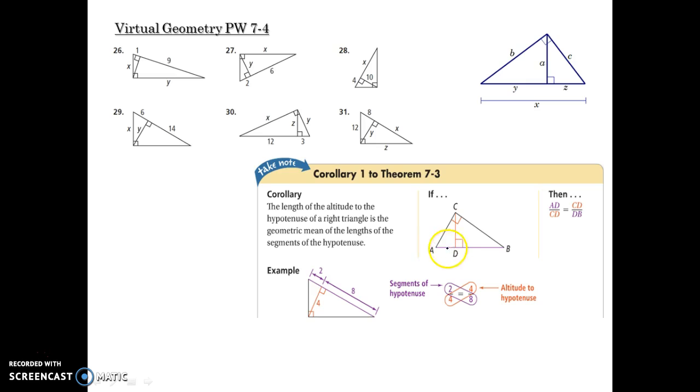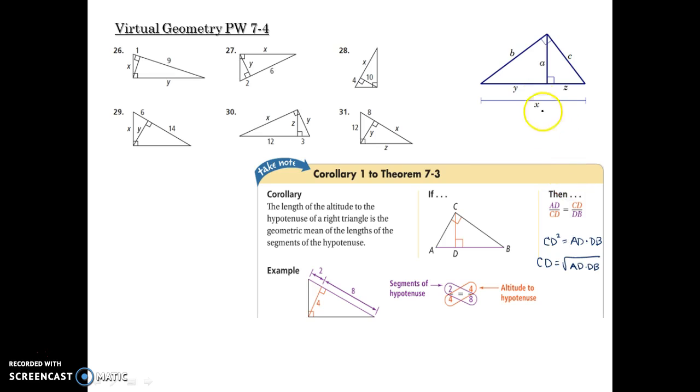AD over CD equals CD over DB, which if you cross multiply, that would give you what? CD squared equals AD times DB, and that would tell you that CD is the square root of AD times DB. Okay, and that's cool.